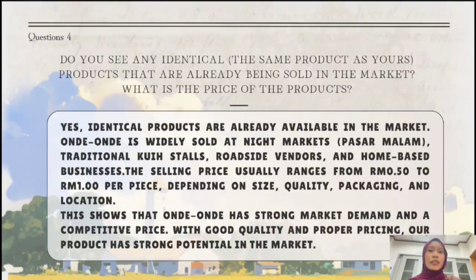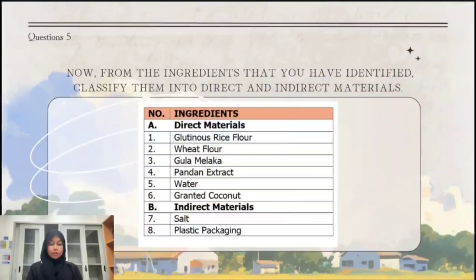The selling price usually ranges from 50 cent to 1 ringgit per piece depending on size, quality, packaging, and location. This shows that Onde-Onde has strong market demand and a competitive price. With good quality and proper pricing, our product has strong potential in the market. Question 5, from the ingredients that you have identified, classify them into direct and indirect material.